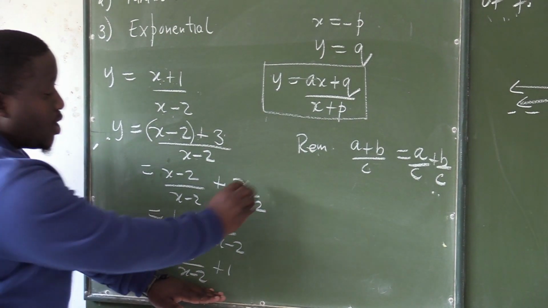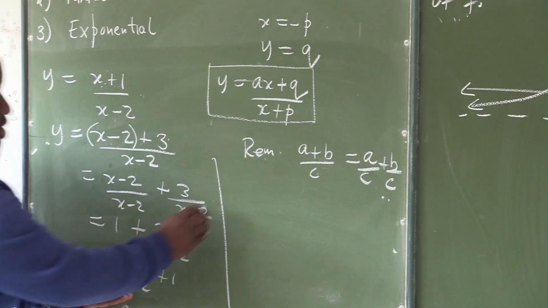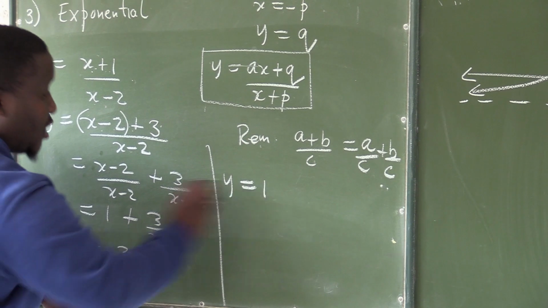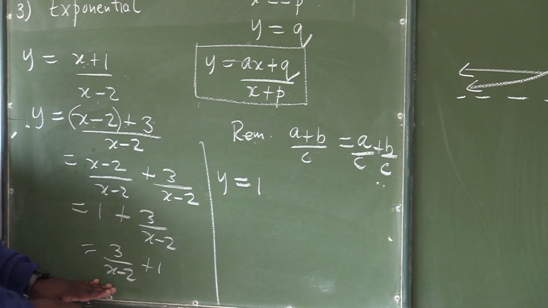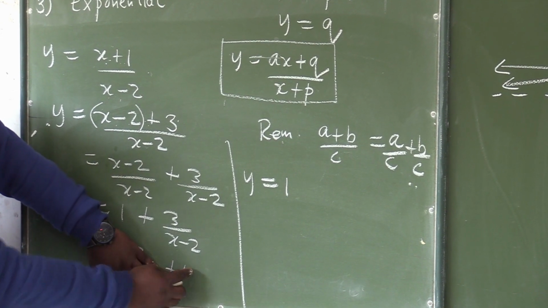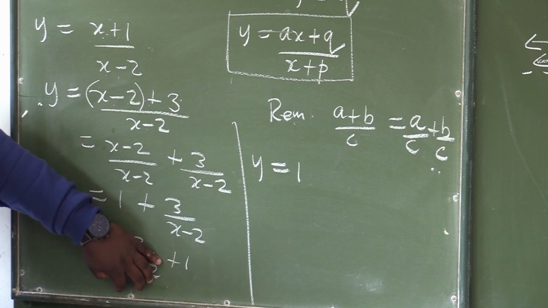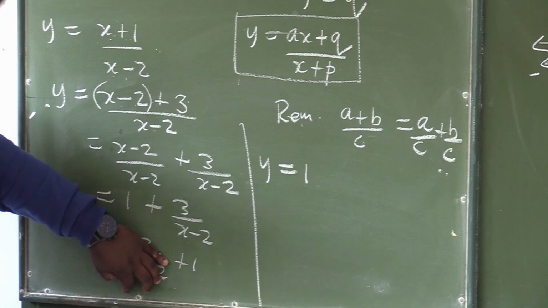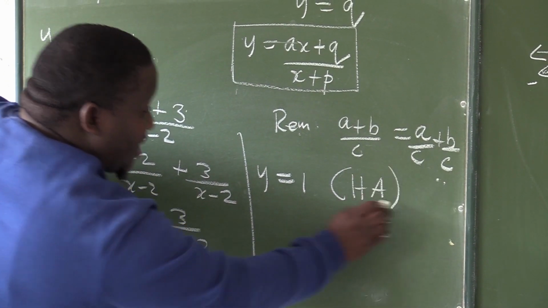Now, what are the equations of the asymptotes? Looking at this graph, I can say y equals 1 is one of my asymptotes. It is the value that is here, the constant. Now, if I'm saying y equals 1, remember I have two asymptotes. There's a horizontal asymptote and there's a vertical asymptote. This one here will be your horizontal asymptote.